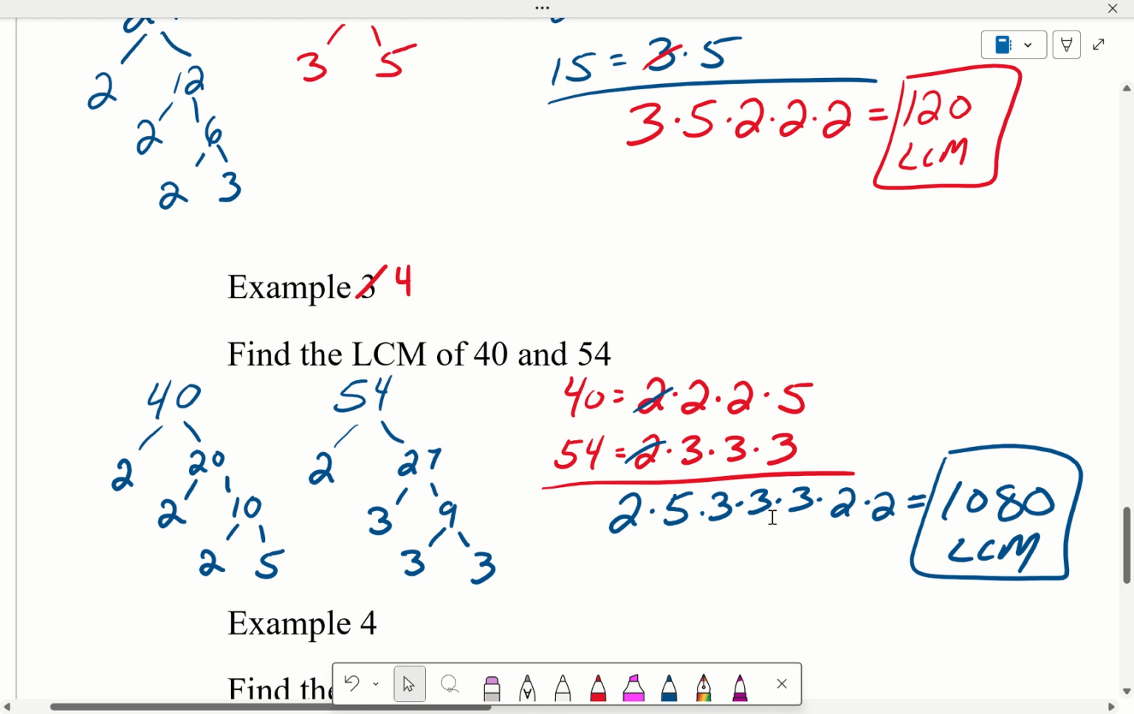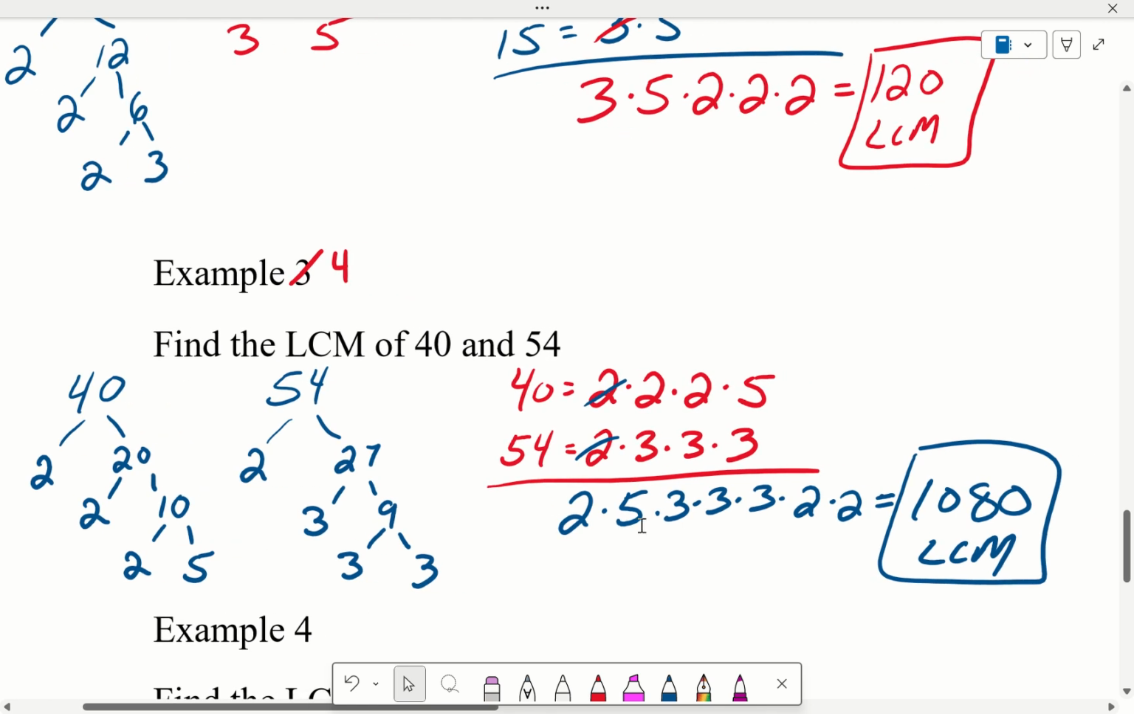If you're multiplying numbers like this, I'd recommend you start with the larger ones first. 5 times 3 is 15. 15 times 3 is 45. 45 times 3, that is 135. 135 times 2 is 270. 270 times 2, 540. And then 540 times 2 is 1080.